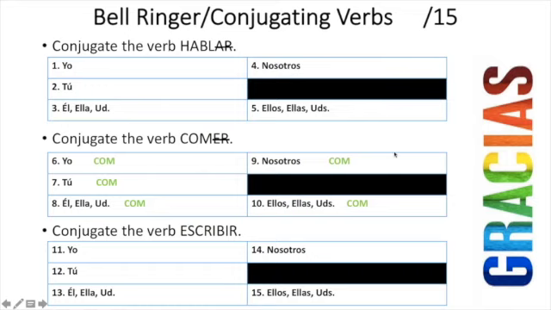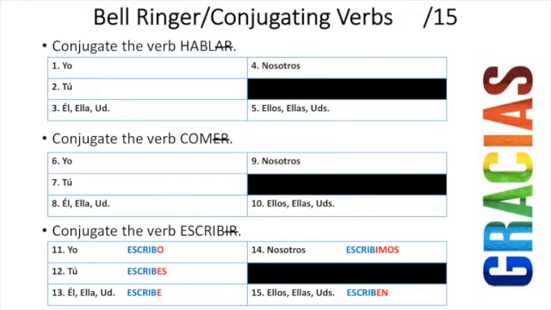Next, we're going to take a look at the verb comer. So we take off the ER in comer. We have to come on down with the COM. If I want to say that I eat, we're going to say yo como, tú comes, él, ella, usted come, nosotros comemos, vosotros coméis, and ellos, ellas, ustedes comen. So you're adding those appropriate endings: o, es, e, emos, éis, en.